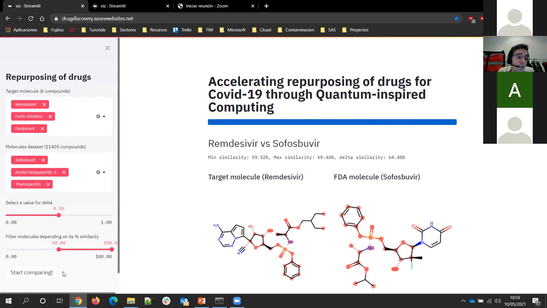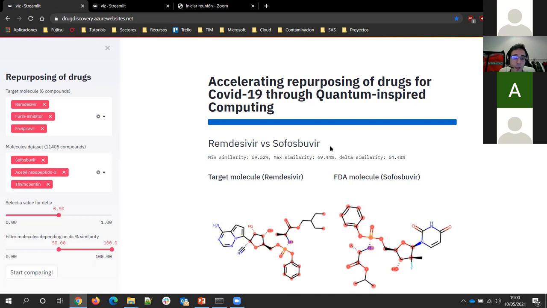And after pressing the start comparing button, that I will not press again but that I pressed before, this starts the running process that we have seen before. So what we take is the graph representation of the molecules from the targets, and the graph representation of the molecules from the compounds that we are comparing with, okay? And then we compare each of the possible pairs here. So the remdesivir against these three compounds, the furin inhibitor against these three compounds, and the favipiravir against these three compounds also, okay?